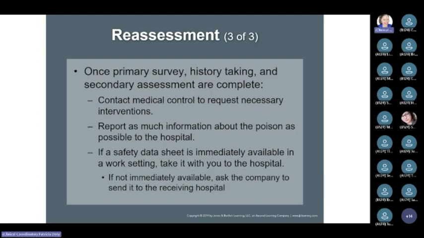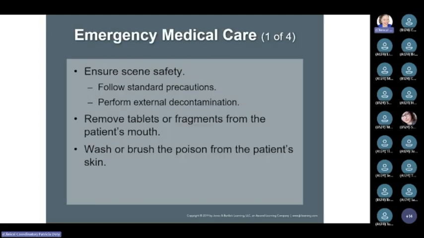Okay, so once we've done our primary survey, we need to worry about what other necessary interventions there might be. Do we need to call for a paramedic backup? Probably. We want to report as much information as we can to the poison control or at the hospital, naturally. We already talked about MSDS. If that's immediately available, go ahead and get it. Take it to the hospital. If it's not, ask that company to send it. Email, fax it. I don't care. I don't know anybody that has a fax machine anymore, but email. That's probably a good one.